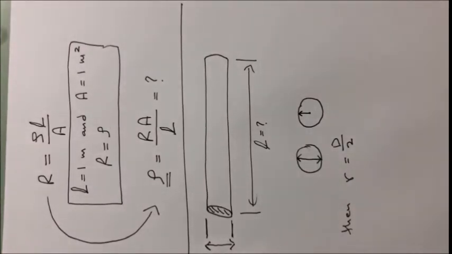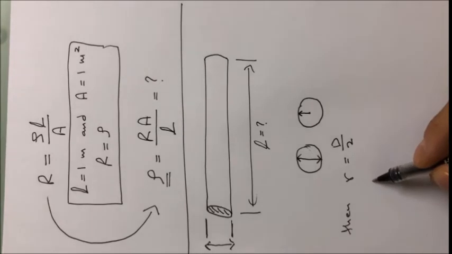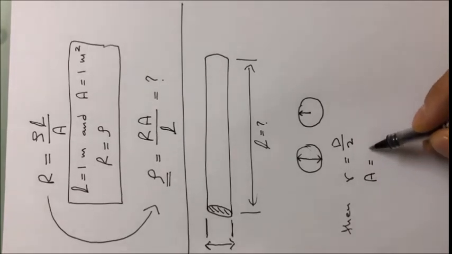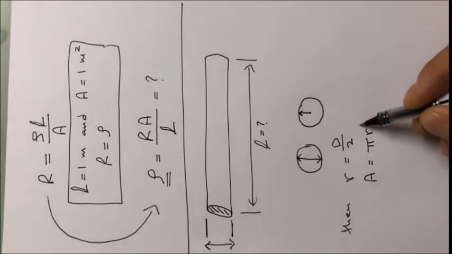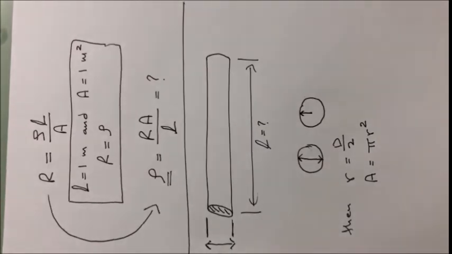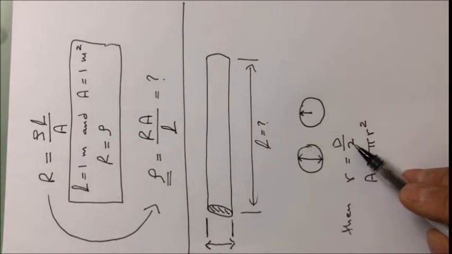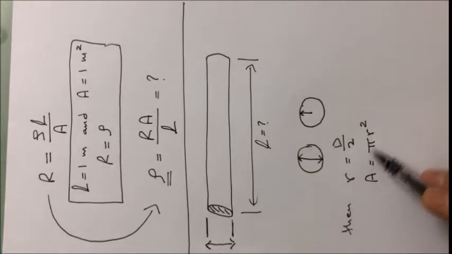Then, after dividing by 2, we use the formula for calculating the area of a circle. So, measure the thickness, divide the thickness by 2, put your value for the radius in this formula. Square it, multiply it by pi, this is the value of the area.